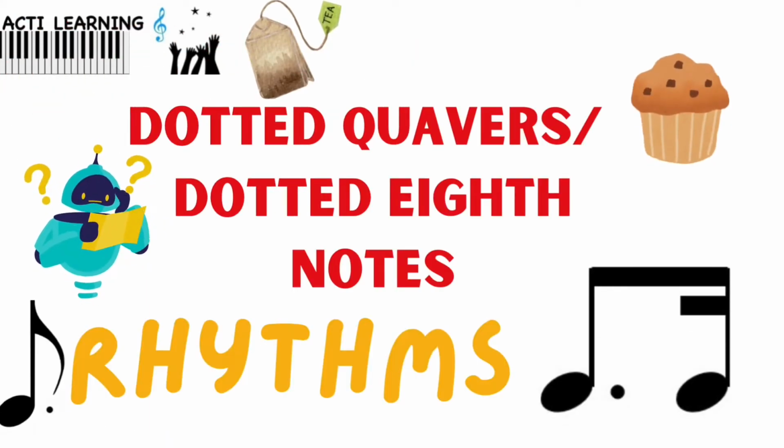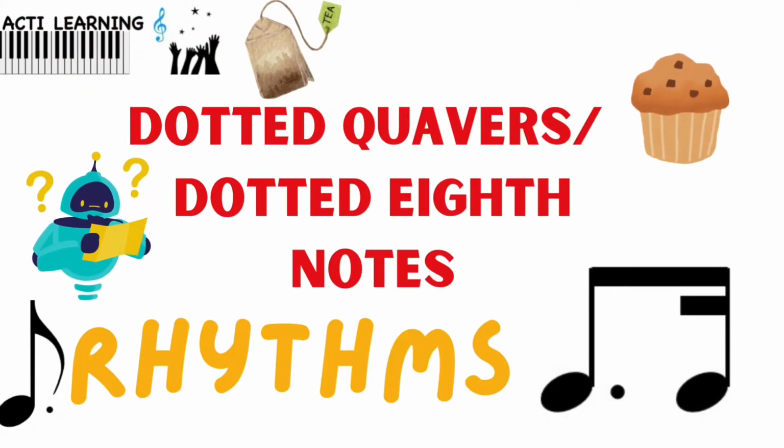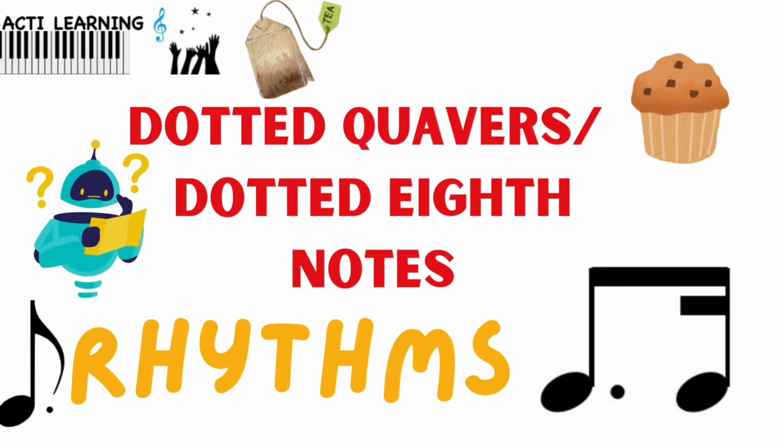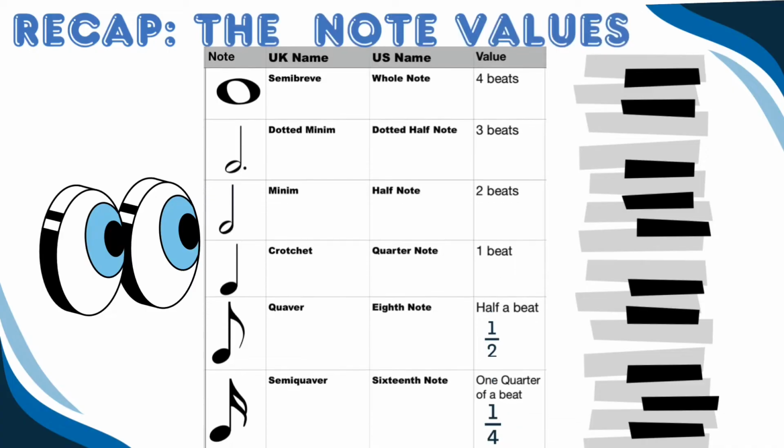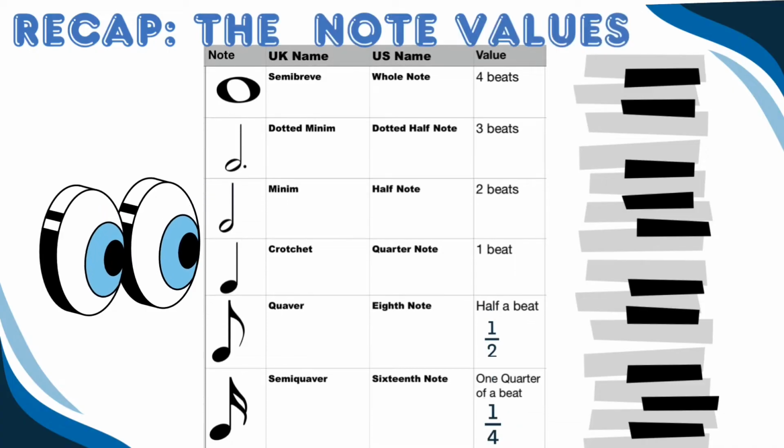In this video we're looking at dotted quaver or dotted eighth note rhythms. These are the note values you should know already: semi-breves, dotted minims, crotchets, quavers and semi-quavers. If you're not sure about any of these, please check out our other videos where we cover these rhythms.